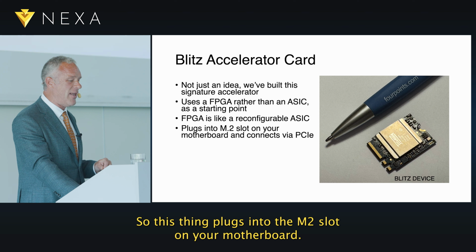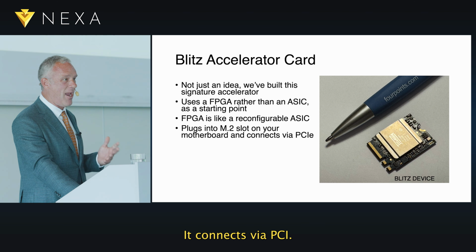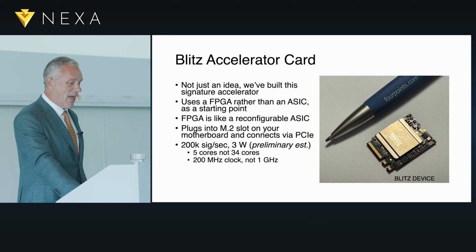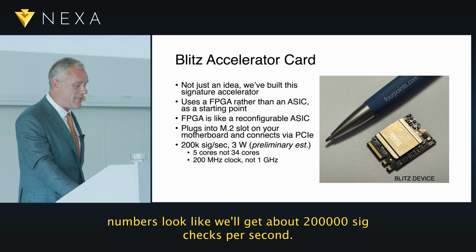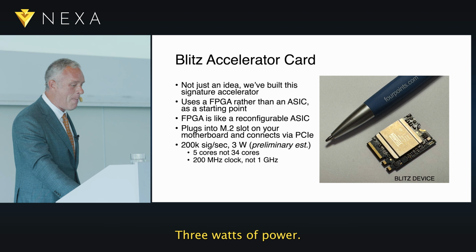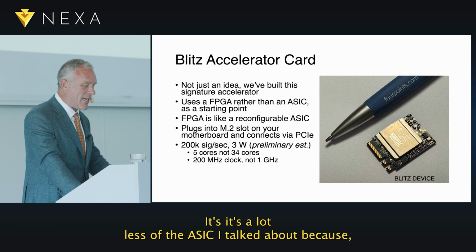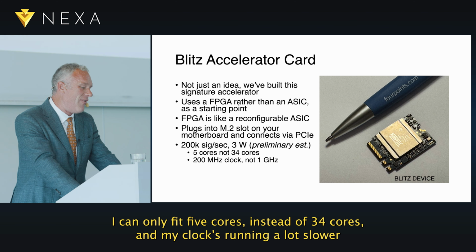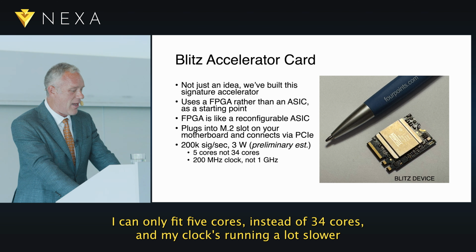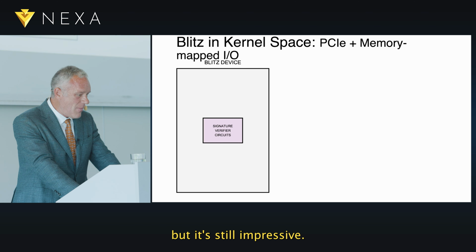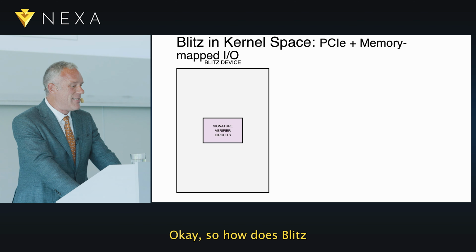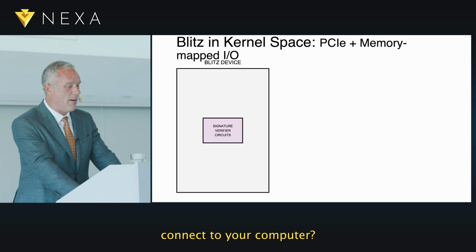This thing plugs into the M.2 slot on your motherboard and connects via PCIe. Preliminary numbers look like we'll get about 200,000 sig checks per second at 3 watts of power. It's a lot less than the ASIC I talked about because I can only fit 5 cores instead of 34 cores, and my clock's running a lot slower than I assume for the ASIC. But it's still impressive. Okay, so how does Blitz connect to your computer?